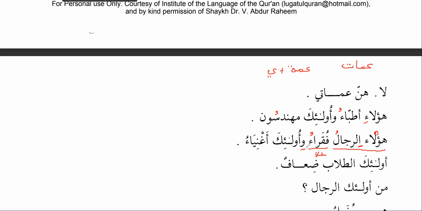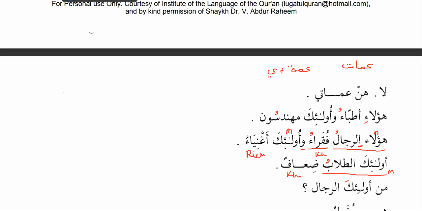Wa. Now after the harf at, it will follow the same irab. Ulaika aghniya'u. In this case we have mubtada as ulaika because these are also ism al ishara and they're all marifa. They can come in the place of mubtada. Aghniya'u means rich, the plural of ghani, opposite of faqir. Ulaika at-tullabu, so this is mubtada. Sighafun is our khabar.